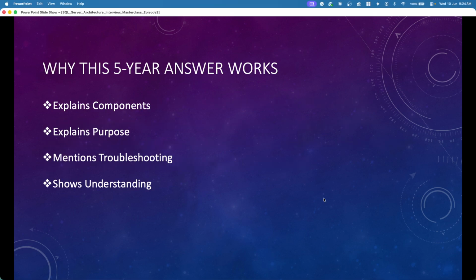Okay. So why does this 5 years answer work? Because you are clearly explaining the components. You are clearly explaining the purpose. You are clearly mentioning how we can recover the data with the help of these SQL internals. And you are clearly showcasing that you understand the concept of SQL Server architecture, right?